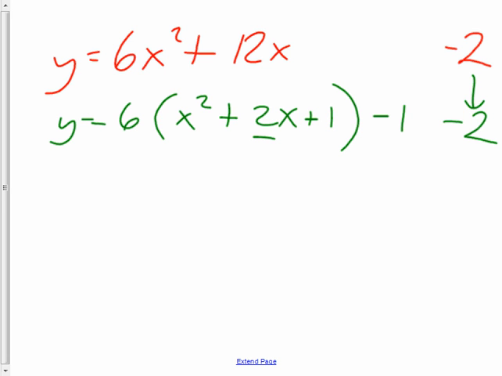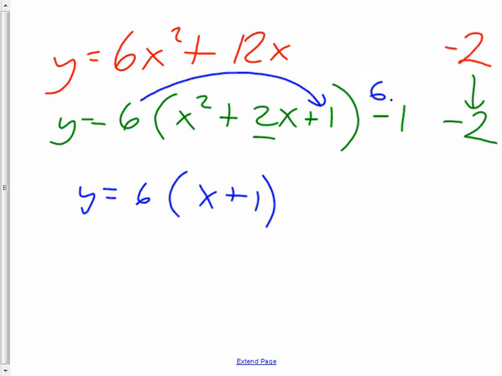And now comes the moment that often people forget, and it gets them the last part wrong. This 6 is going to multiply by this, so we have to also multiply it by the negative 1. Final answer, y equals 6 times x plus 1 squared, and that's negative 6, that's negative 2, that makes negative 8. There you go. Any questions on that one?